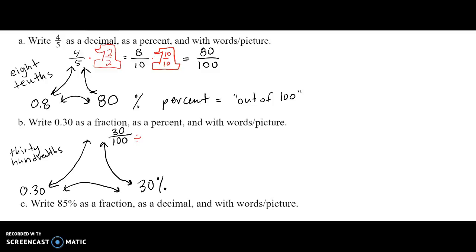I could see that 30 hundredths could be the same thing as dropping that 0 and making it 3/10. So if I divide by 10 tenths, sorry for that weird looking 1. Divide 30 by 10, I get 3. Divide 100 by 10, I get 10. The equivalent fraction for 30 hundredths in simplest form is 3/10. So there I go. 30 hundredths turned into 30 over 100, and 30 out of 100 is 30%.